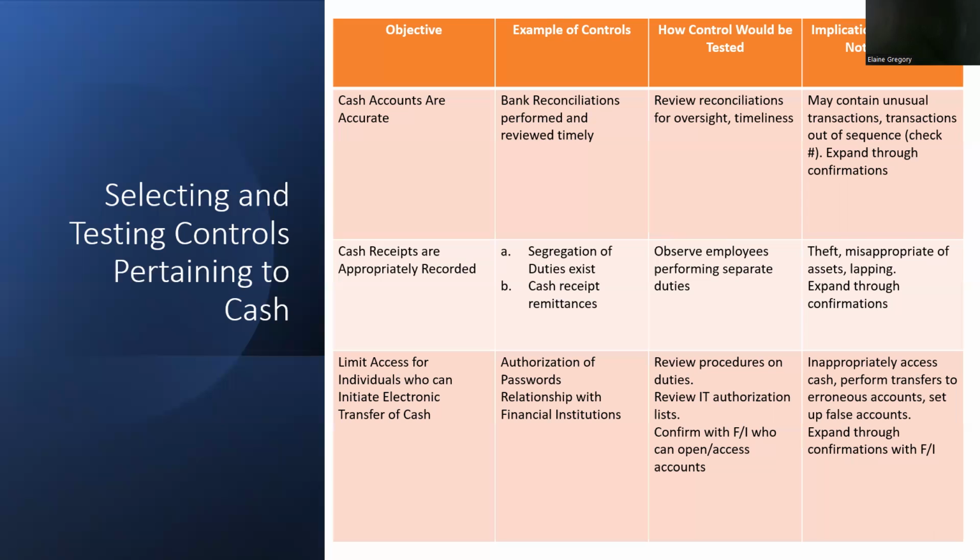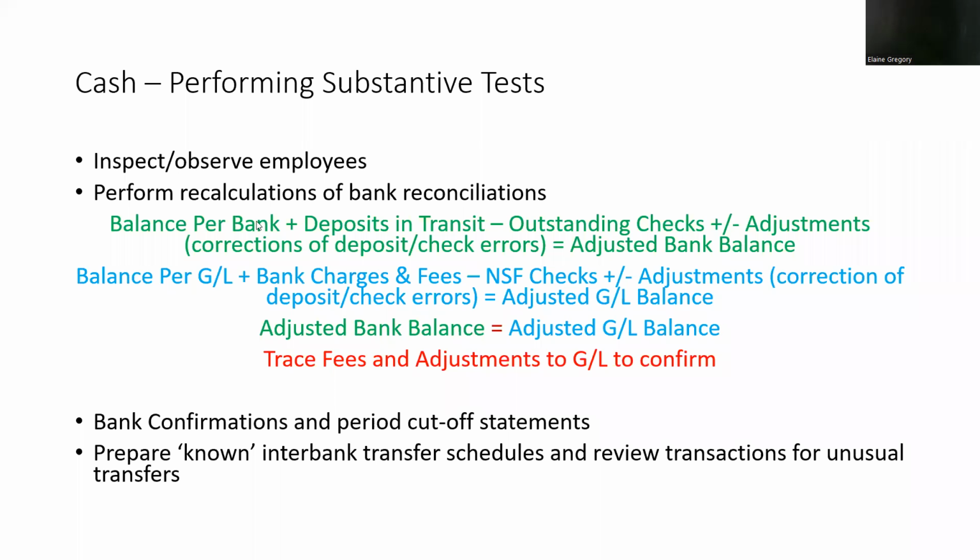So you want to expand through confirmations with the financial institution. Don't just rely on what the client has, because we can find through the bank confirmation that there may be other bank accounts we may not be aware of. Now, when we're performing those tests, as I said, we could inspect records and observe employees. We could perform recalculations of those bank reconciliations to make sure that the adjusted bank balance meets the adjusted general ledger balance at the end of a period, and then make sure we trace any of those fees or adjustments that we have to make to our books and records to the general ledger and confirm them.